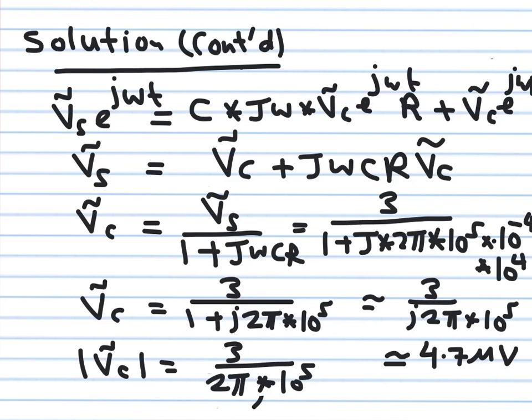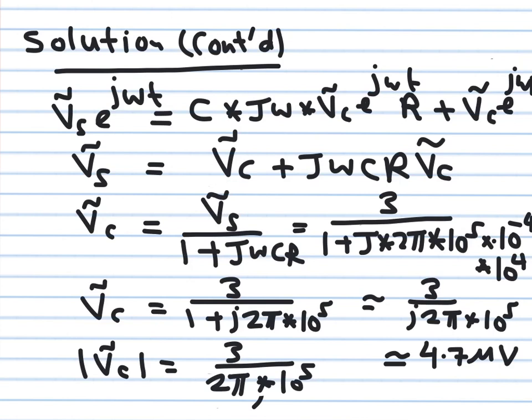I usually start with symbols, and then I convert everything to numbers at the end. So omega is 2 pi multiplied by the frequency, 10 to the power 5. The capacitor value is 100 microfarads, so it's 10 to the minus 4. The resistance is 10 kilo ohm, 10 to the power 4. This one will cancel with this one. So you obtain this value here for the capacitor phasor.